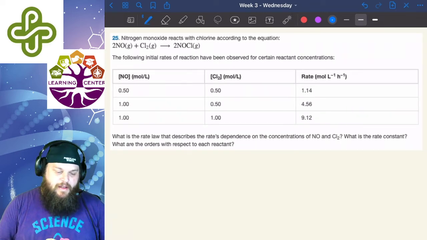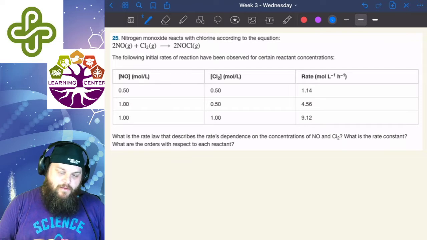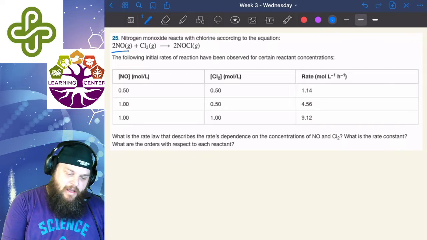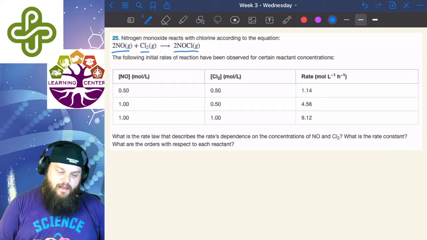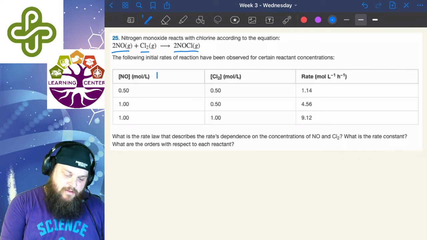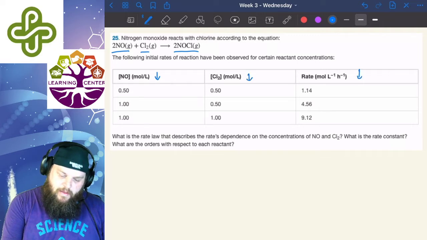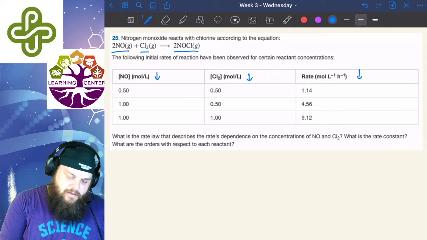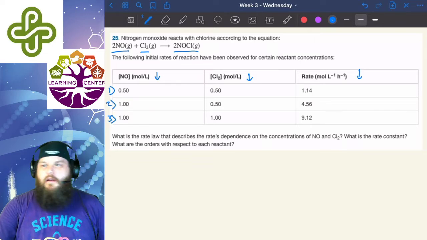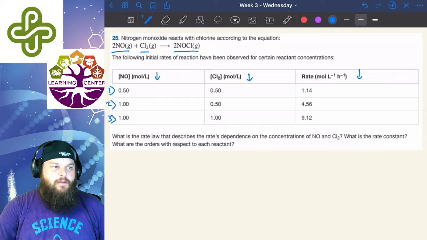Let's try to do something like that here, where we have nitrogen monoxide reacting with chlorine. According to the equation, 2NO gas plus Cl2 produces 2NOCl gas. And they give you the following initial rates and reactions that are observed. So we have initial concentrations and the reaction rate there. So we can look at these first ones. I'm going to label this 1, 2, and 3, just so we can get an idea of what's happening when we compare these different things together.